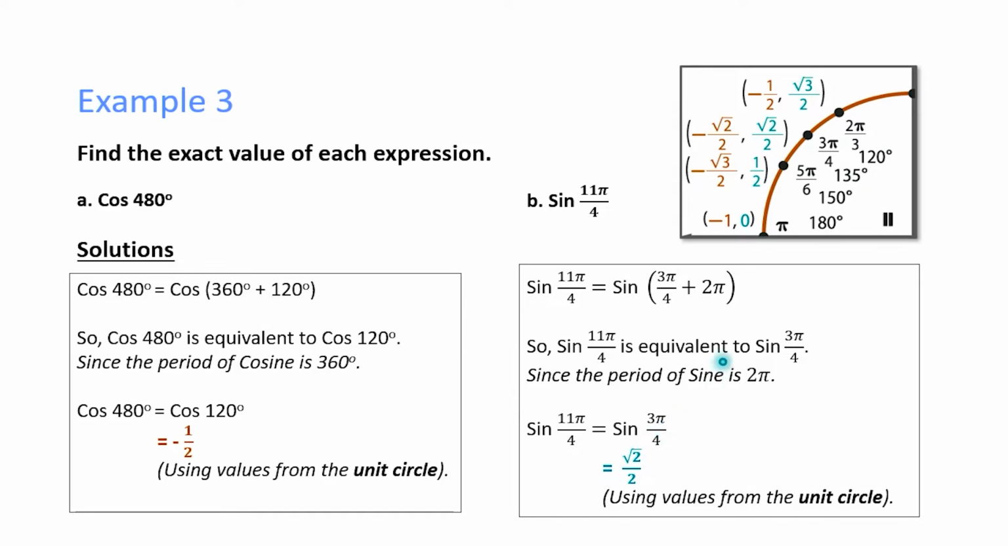We can look at the unit circle again. 3 pi over 4 is minus root 2 over 2, root 2 over 2 on the unit circle. But again, remember that for the sine value of this angle, it is only the y-coordinate, so it is root 2 over 2 for the solution.